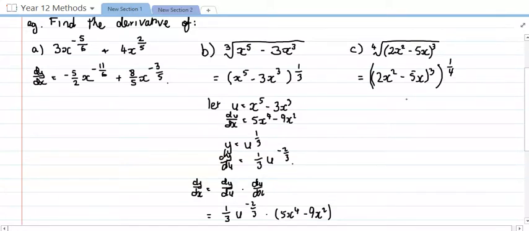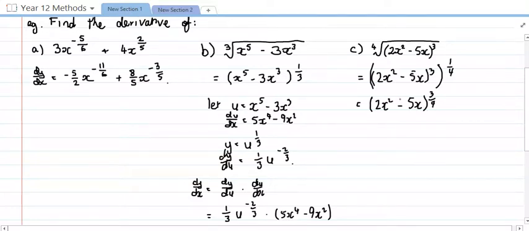I'm just thinking there might be an easier way to do something like this. Because we know when we have a power to a power like that, we actually just multiply them. So this is actually the same as 2x squared minus 5x to the power of 3/4. That's going to be much nicer.